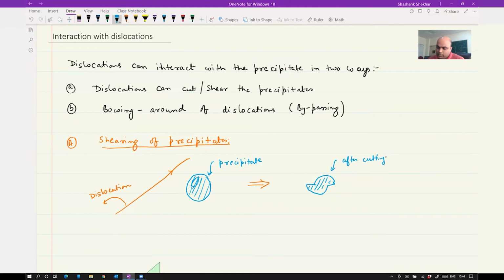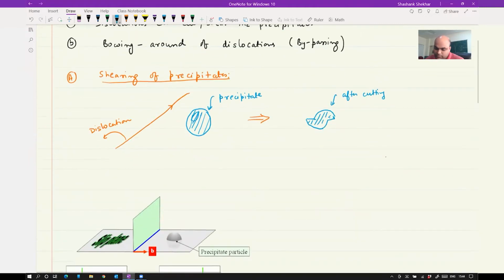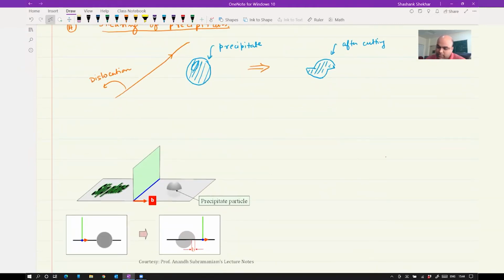Okay, so I have the schematic also. So this is how the schematic looks. You have a slip plane here, the slip plane for that particular dislocation, and this is your half plane, and this particular blue line here is your dislocation line, and the Burgers vector is also shown in red. And the sphere here is your precipitate.